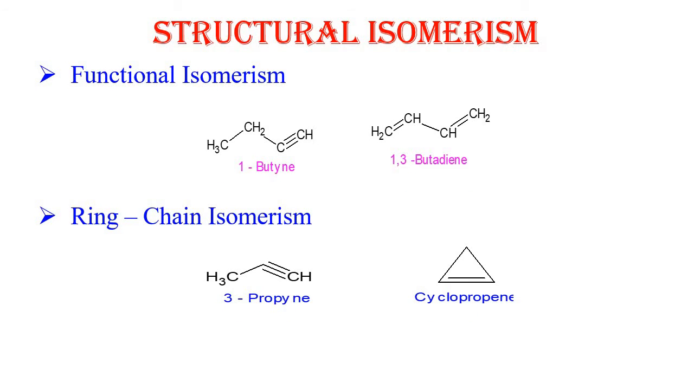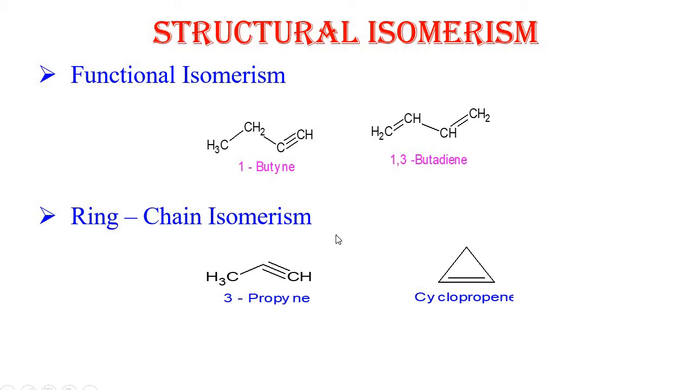Functional isomerism. As already told, alkynes are isomeric with dienes. In alkynes, a triple bond is present, while in dienes, double bonds are present. So in one isomer the compound contains a triple bond, while the other isomer contains double bonds. So alkynes also show functional isomerism. And the last is ring chain isomerism.